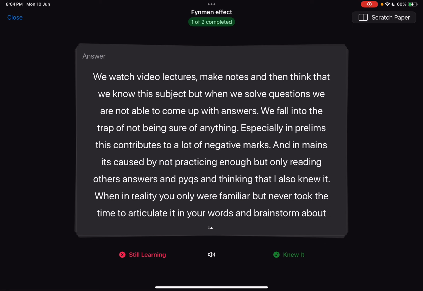And in mains, you have made notes and you think you know the subject, but you haven't practiced it, so you don't write those answers even though you know it, right? So you have to brainstorm it, you have to practice it, and that is the only way. And then you take feedback from it, that you really understand something in your life, and you only conquer what you understand, right? So that was that. Thank you very much.